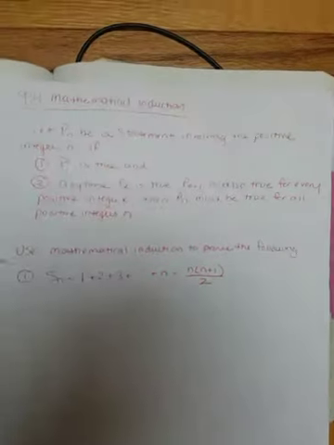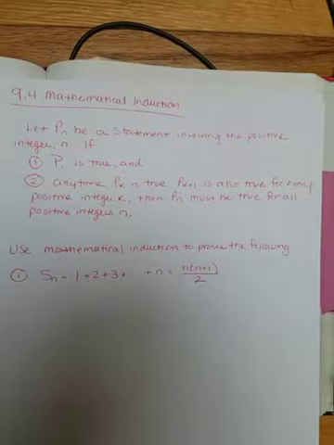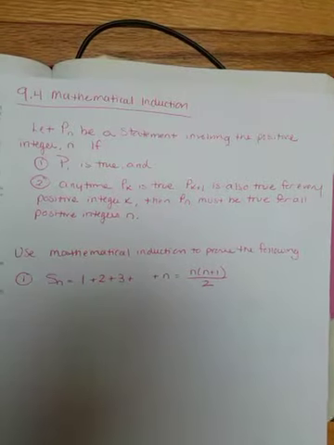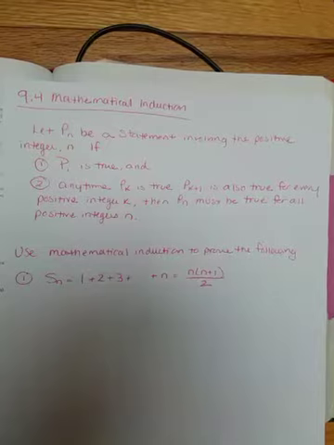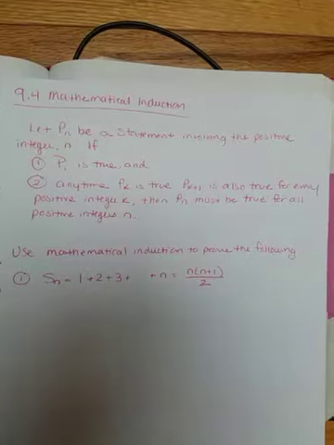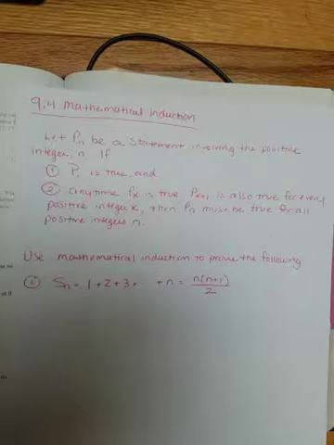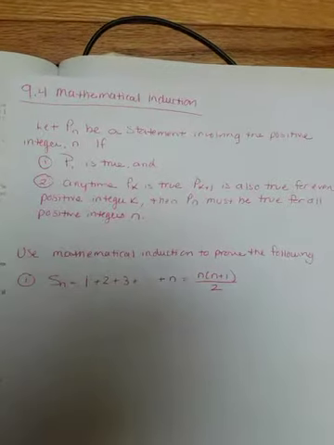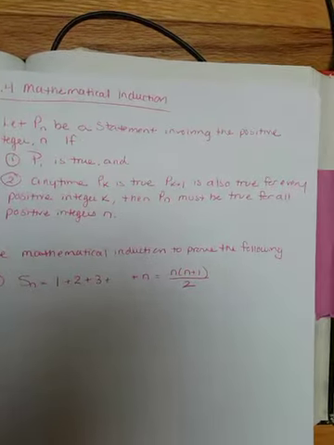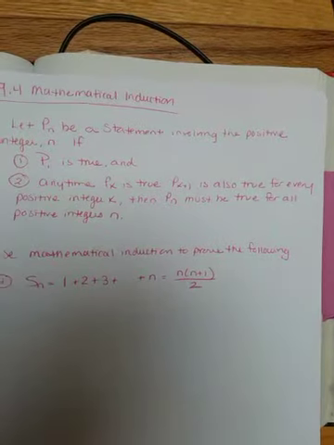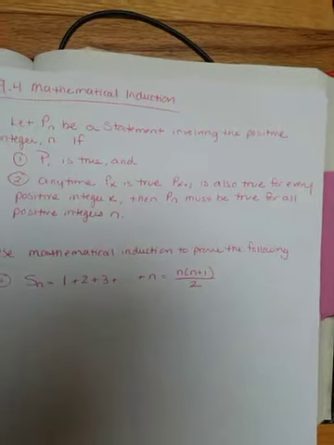For mathematical induction, you let P sub n be a statement involving the positive integer n. And there are two things, 1 and 2, that we're going to show, and we'll go through them for each proof. Step 1, P sub 1 is true, and anytime P sub k is true, P sub k plus 1 is also true for every positive integer k. Then P sub n must be true for all positive integers n.